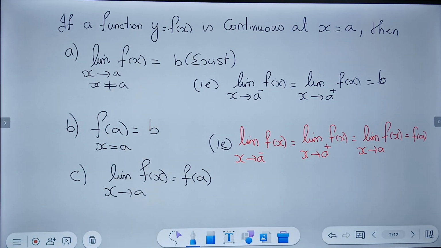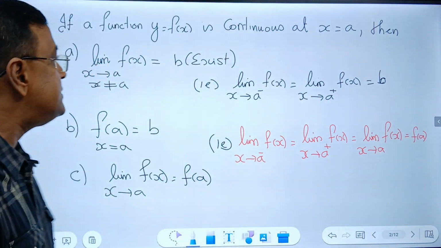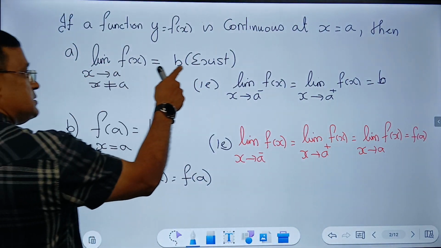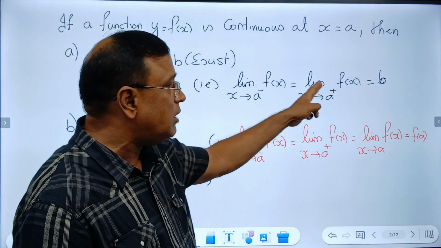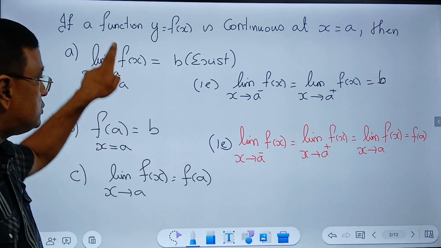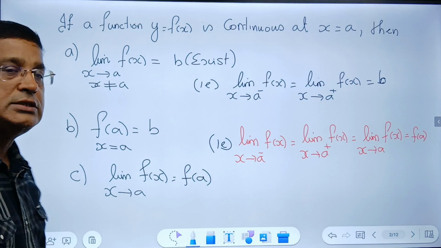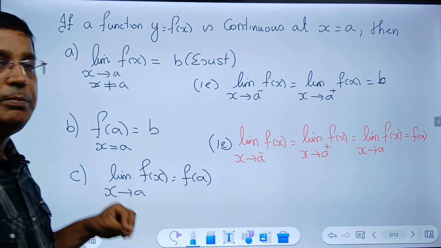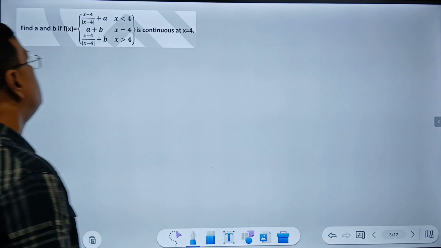A function f of x is said to be continuous at x is equal to a. When is it continuous? It is continuous when the limit exists. When does the limit exist? When LHL is equal to RHL. And then f of a should exist and both should be equal. So three conditions should be satisfied. Very important that all three conditions are satisfied for the function to be continuous. Now with that definition, we'll straight away go to the problems.